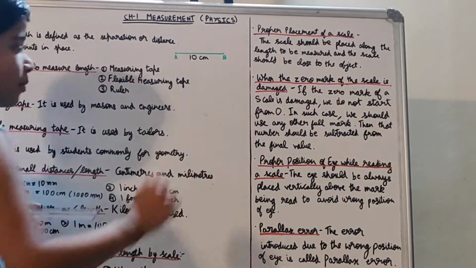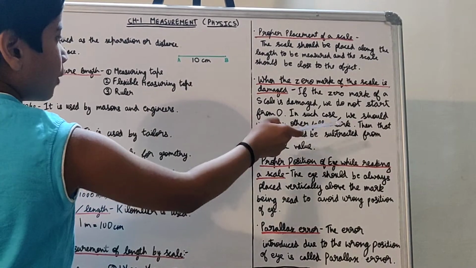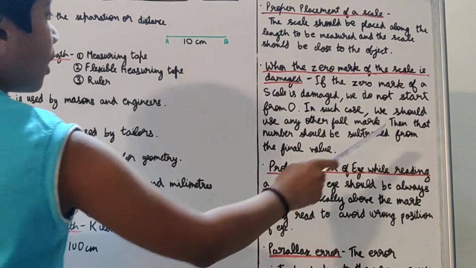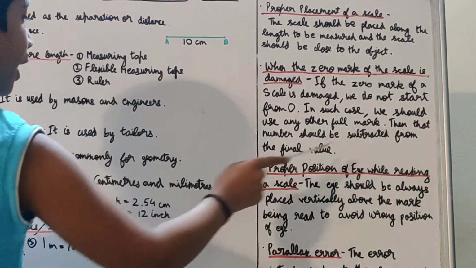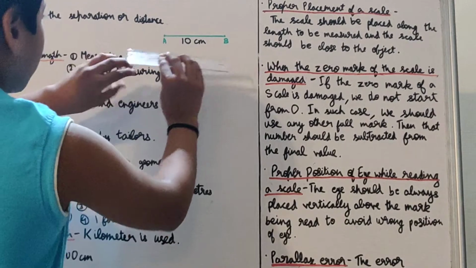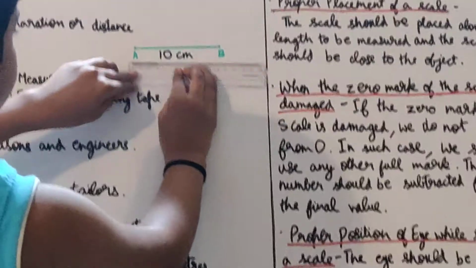We do not start from 0. In such a case, we should use any other full mark. Then that number should be subtracted from the final value. So let's understand this with a small example.